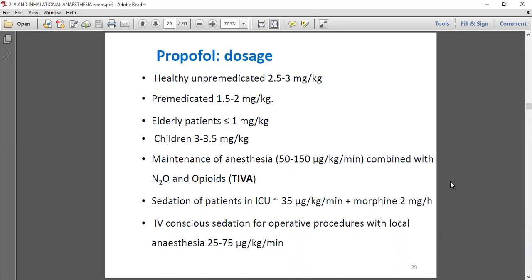Maintenance of anesthesia, 50 to 150 micrograms per kilogram per minute, combined with nitric oxide and opioids. Then, sedation of patients in the ICU, 35 micrograms per kilogram per minute, plus morphine, 2 milligrams per hour. IV conscious sedation for operative procedures with local anesthesia, 25 to 75 micrograms per kilogram per minute.